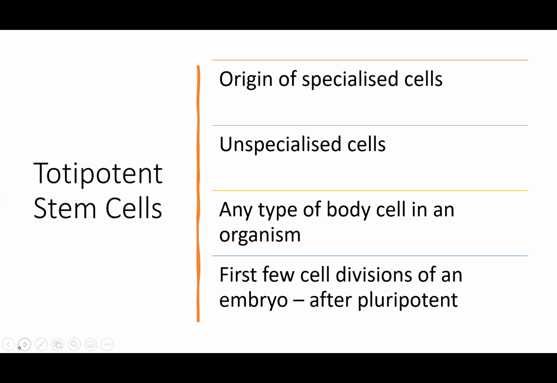Totipotent stem cells are only present in mammals in the first few cell divisions of an embryo. Totipotent is the most potent, able to become every single type of cell possible in the body, and that's only in those first few cell divisions of an embryo. So up to day 4 or 5 of an embryo, we still have these totipotent stem cells.